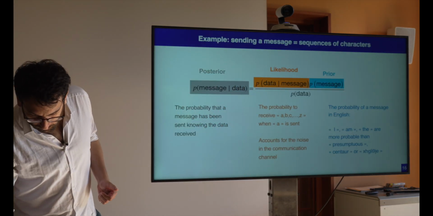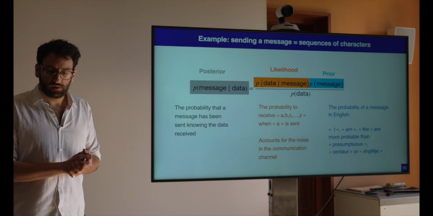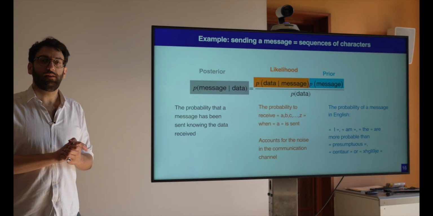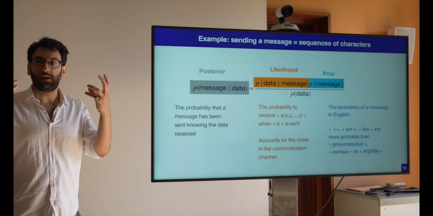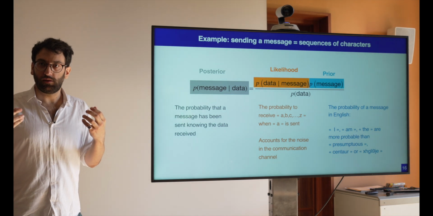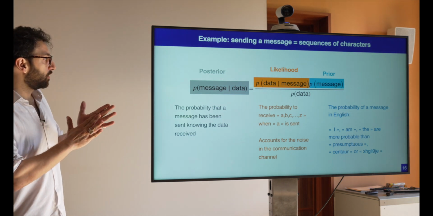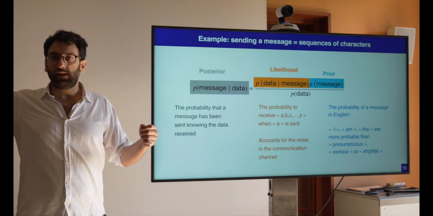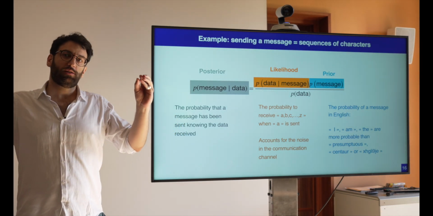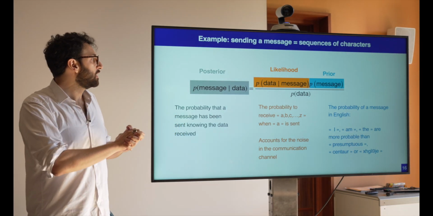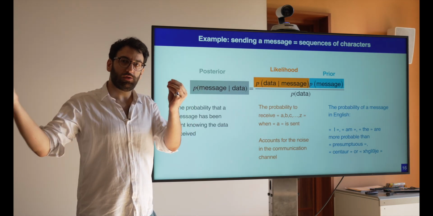Let's take an example to understand what that means. One thing that I always keep in mind when I do Bayesian analysis is communication theory by Claude Shannon. So suppose that an emitter is sending a message, a receiver is receiving it, but the communication channel is noisy.